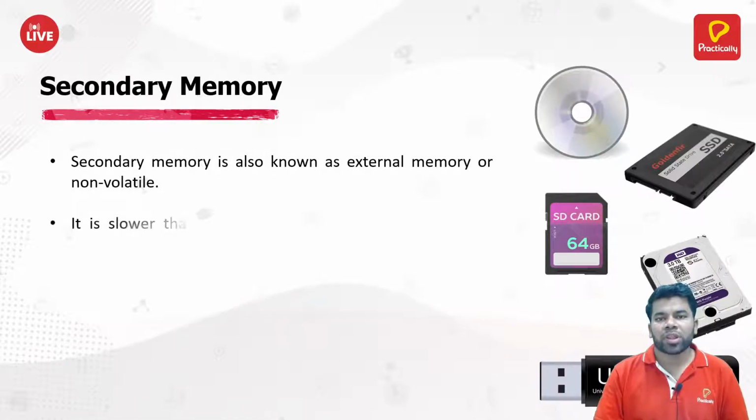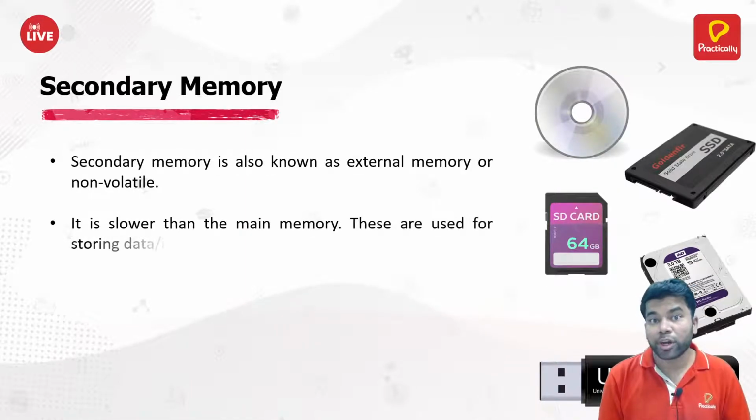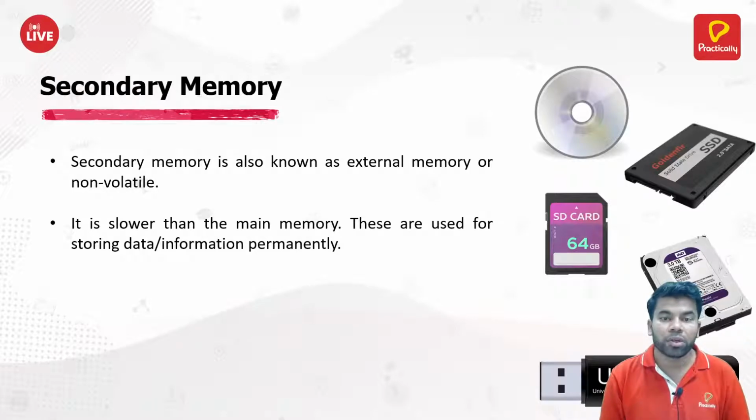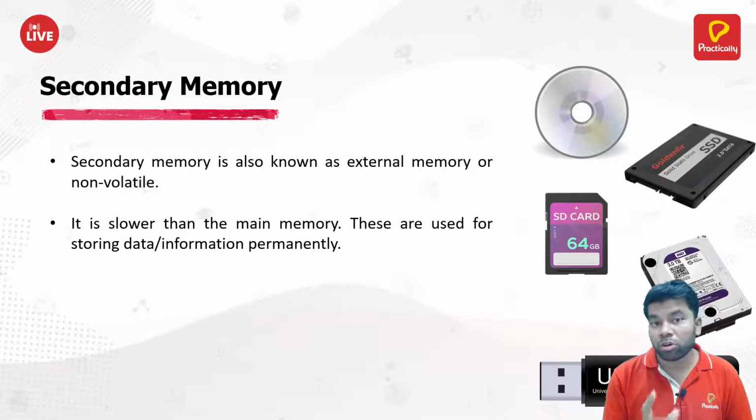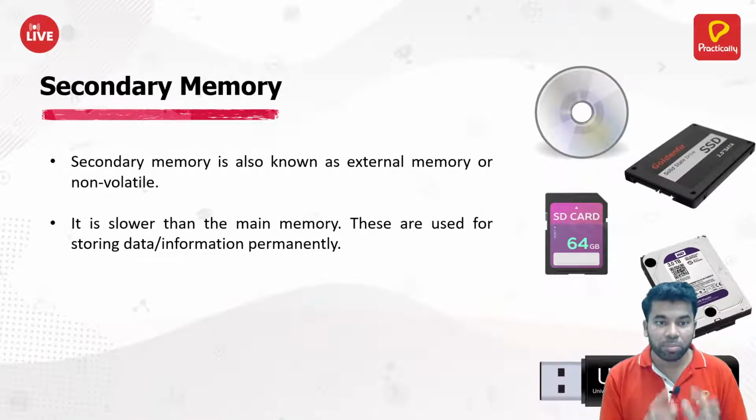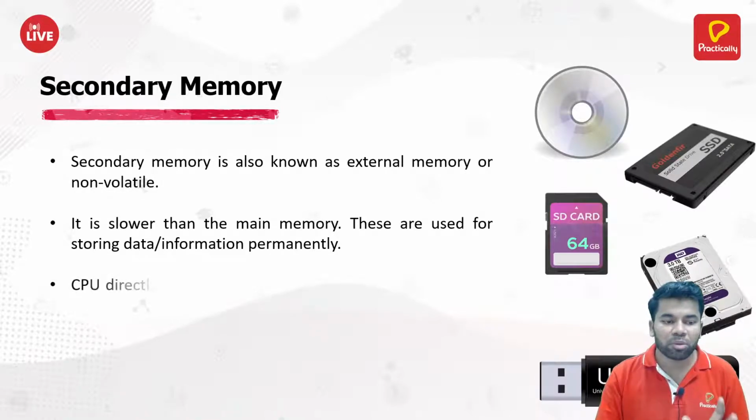So it is also known as the external memory. It is used to store the data permanently. The data is not going to be erased whenever we turn off the system, unless we delete it or unless our hard disk gets crashed. So data is going to be stored here permanently. These are the examples of secondary memory devices.